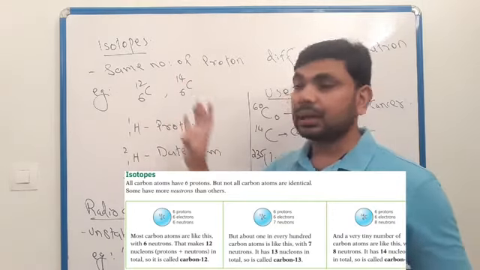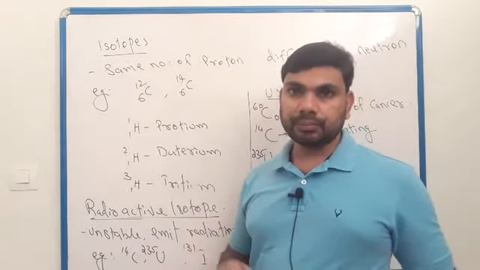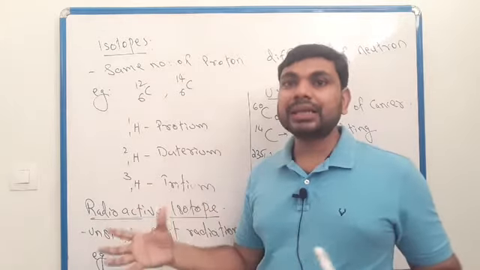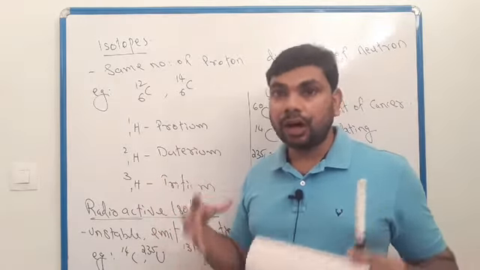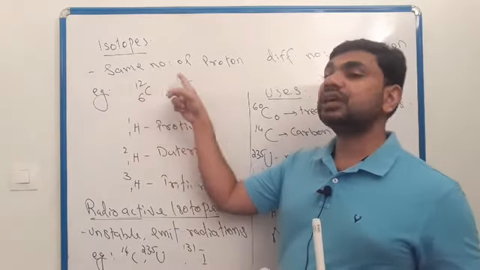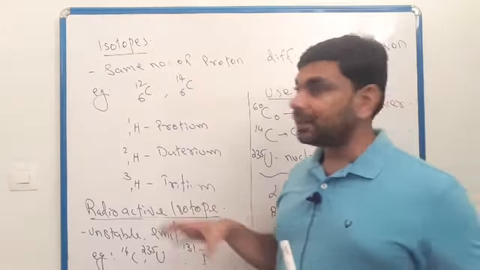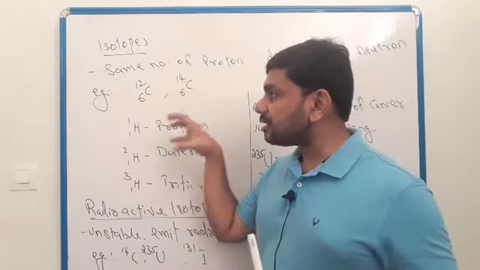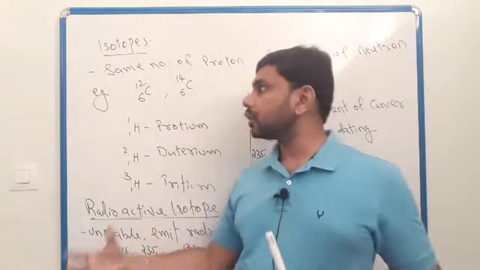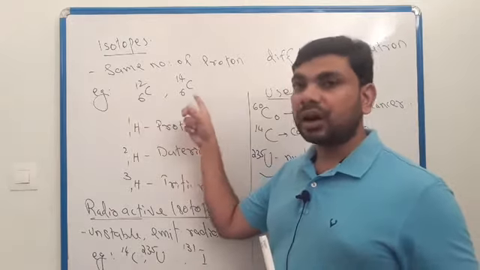This type of atoms are called isotopes. These are different atoms, but they are the same element, they are carbon. They have the same proton number, but different mass numbers. Isotopes means different atoms of the same element with different mass numbers. Okay, these are the isotopes of carbon.